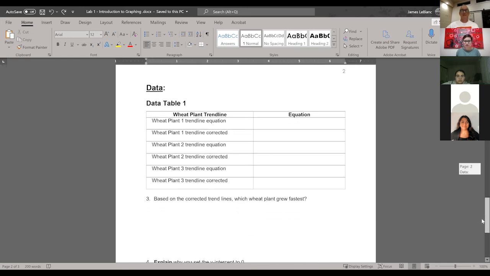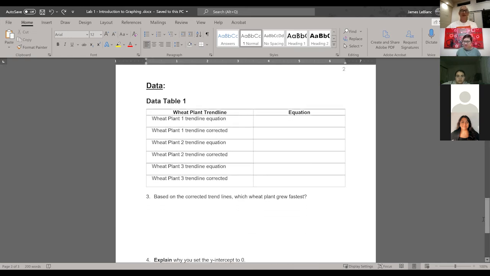Second page is just the trend line equation, which is the linear equation you did on Google Sheets or Excel. What's the y equals mx plus b? And then the corrected one, which should just be y equals mx. Based on the corrected lines, which one grew the fastest? What data would you look at to tell me that? How would you tell?